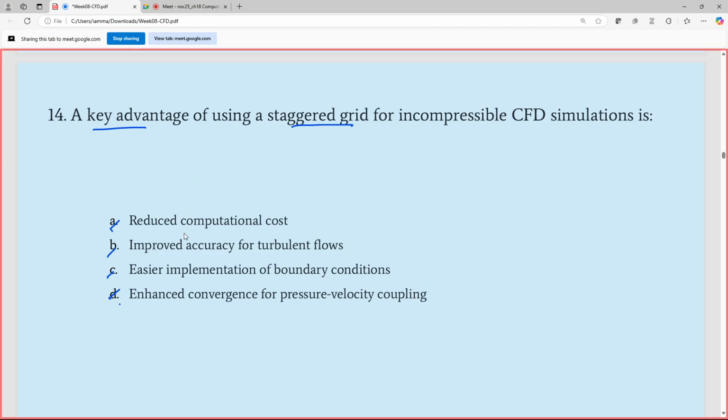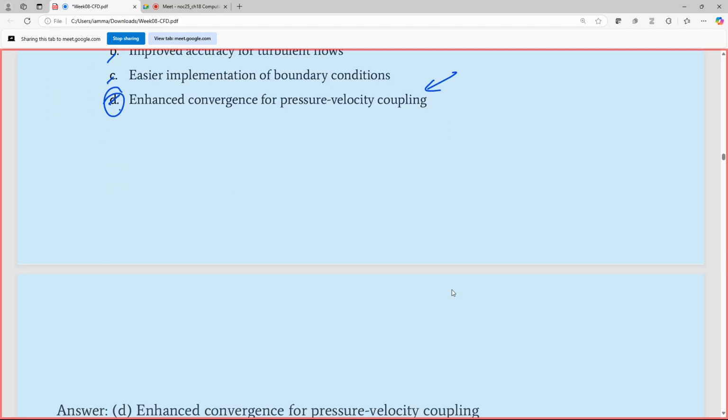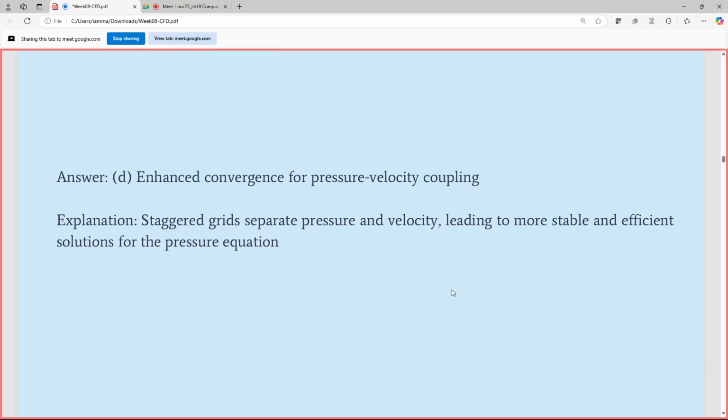The answer is option D, enhanced convergence for pressure velocity coupling. We have already discussed that staggered grids are methods used for pressure velocity coupling. In staggered grids, pressure and velocity are stored in separate grids, which eliminates the chances of creating checkerboard effects, and it also leads to a more stable and efficient solution of the pressure equation.